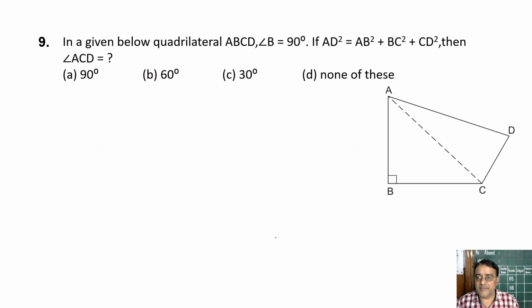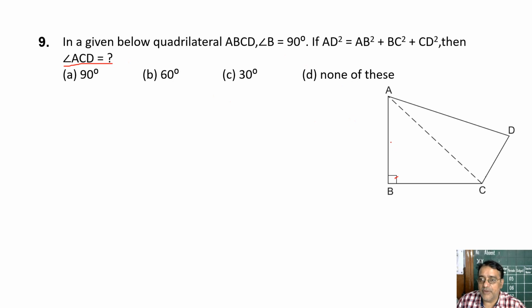Now we are moving toward question number 9. In the given figure, quadrilateral ABCD, angle B is 90 degrees. If AD square is equal to AB square plus BC square plus CD square, then the angle ACD is equal to dash. The options are 90 degrees, 60 degrees, 30 degrees, none of these.